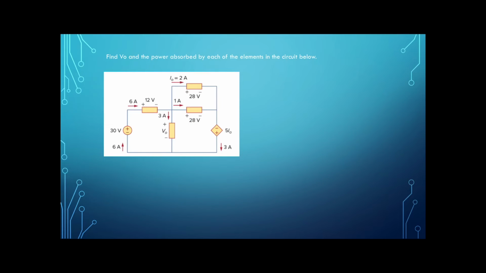So for number 4, again, we've been given a circuit, and we're told to find V out and the power absorbed by each of the elements in the circuit. So first, I'm going to label each circuit element. This is going to be P1, P2, P3, P4, P5, and then this is P6.